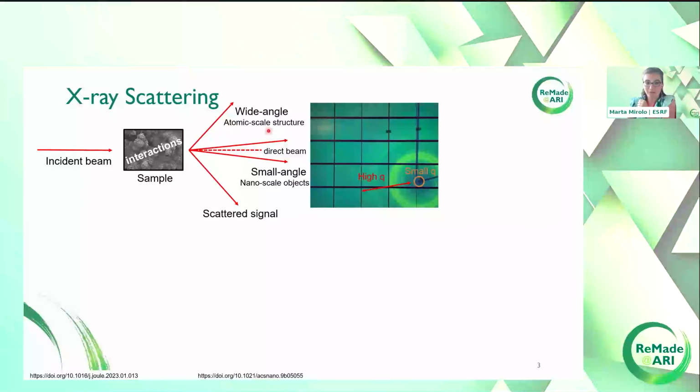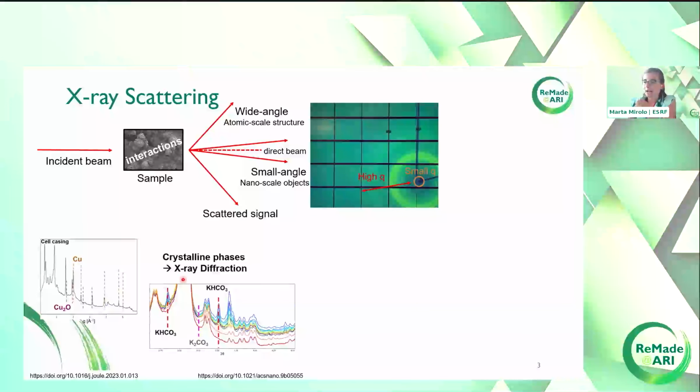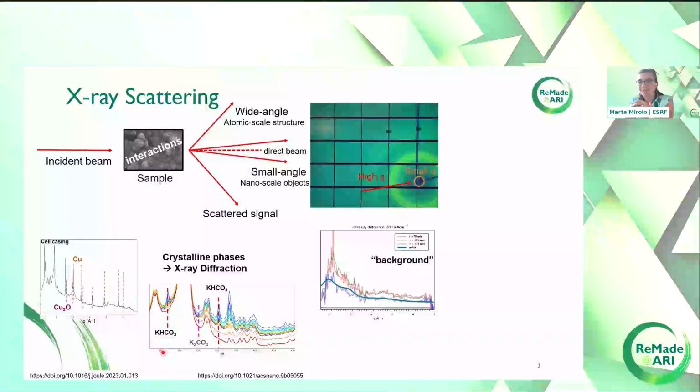which are the atomic scale structure. So we can look at the Bragg peaks that are formed, these intense reflections, which give us information about the crystalline phases. For example, we can distinguish what our active material is. We can see if it's copper or copper oxide, depending on where the peaks appear in reciprocal space. But we can also look at different phases appearing during a reaction. So we can distinguish if we are looking at a carbonate or a bicarbonate just by looking at where the new peaks appear.